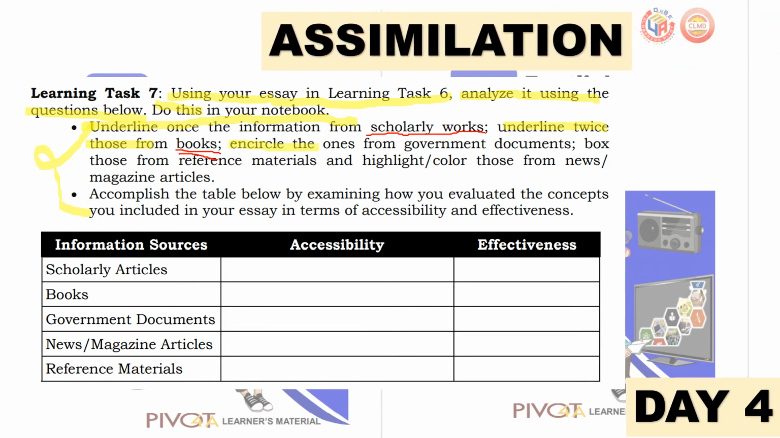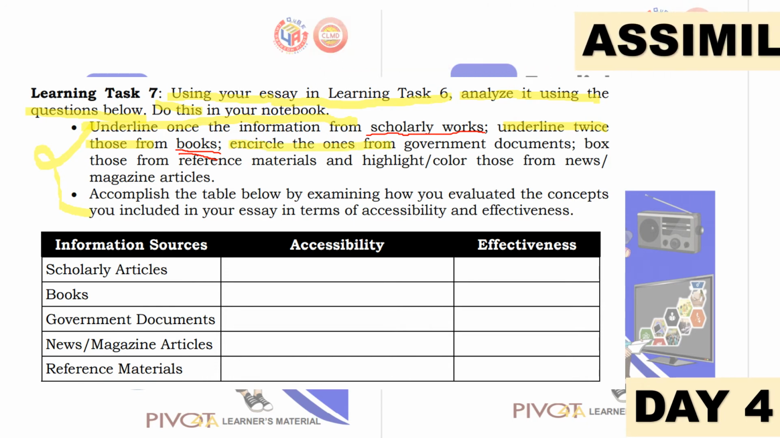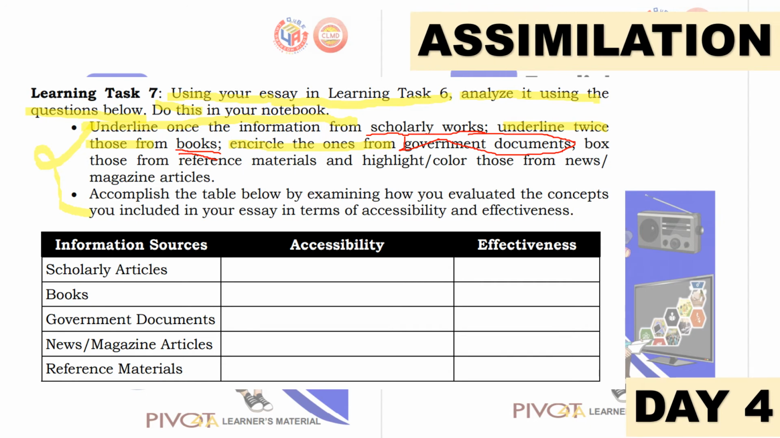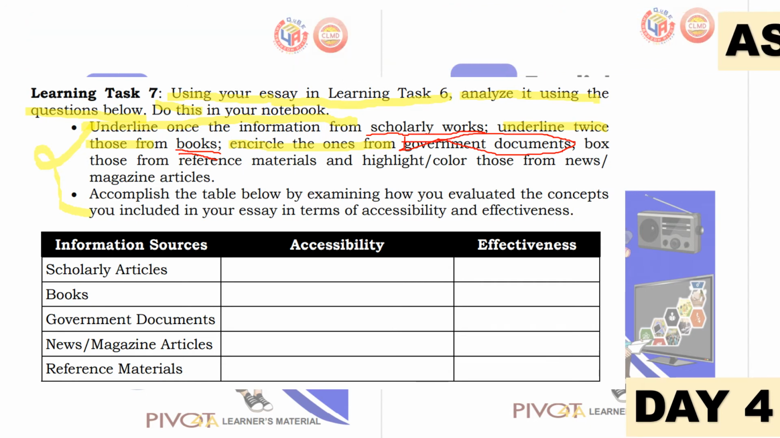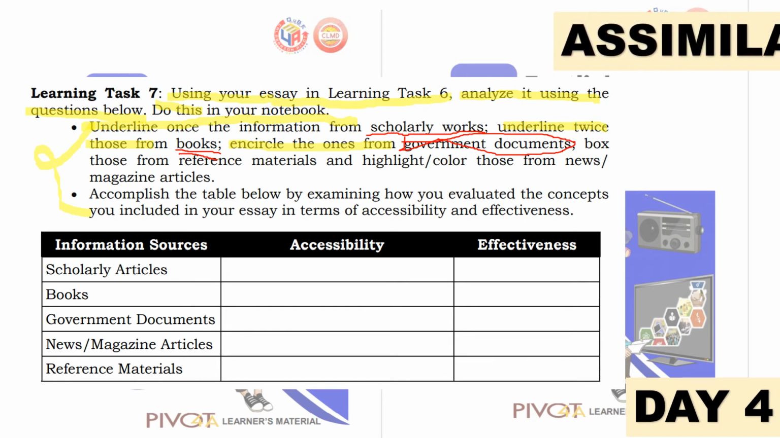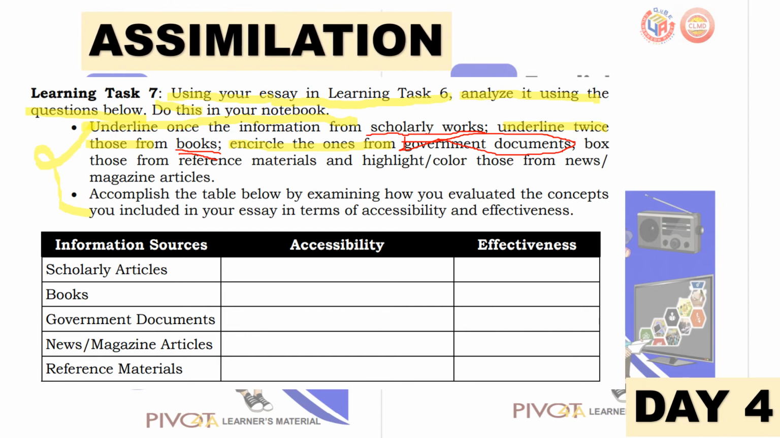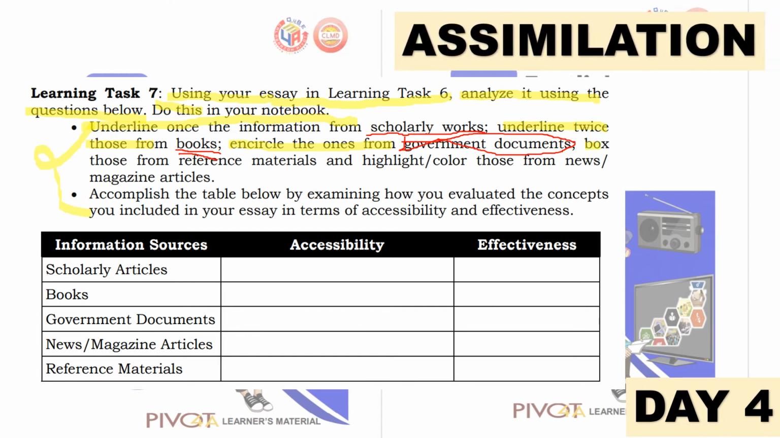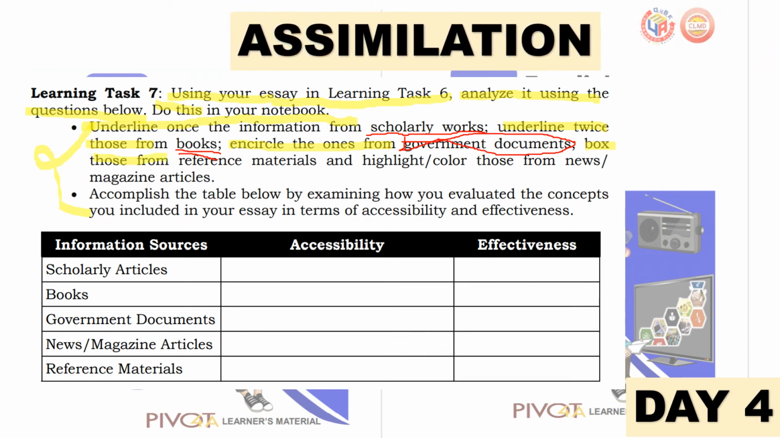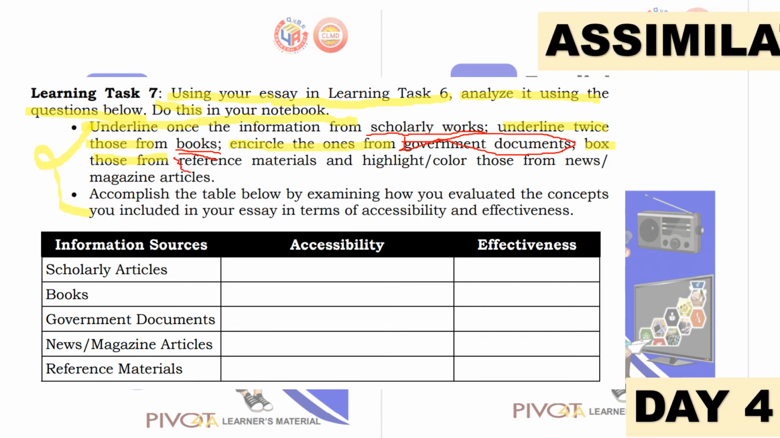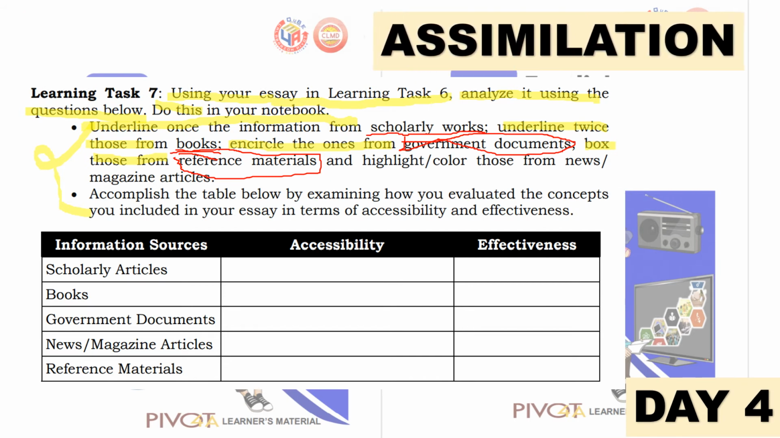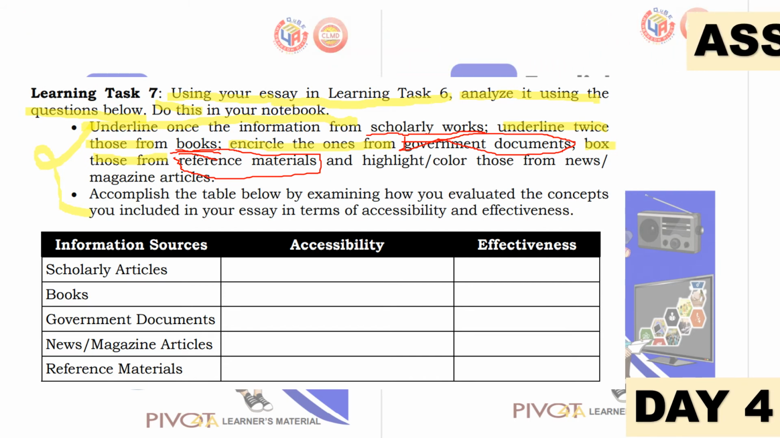Okay, next. And circle the ones from government documents. So if you have information from government documents, you have to encircle them. I'm sorry for the circle, okay? Now, box those from reference materials. Okay, so box. I'm sorry I cannot do a straight line, but it should be a box, okay?